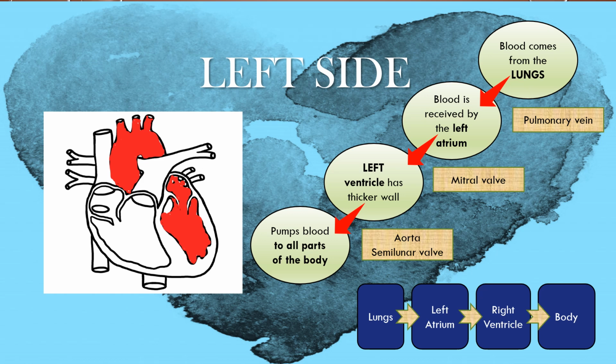Our next question is this. In order that the blood will be flowing in one direction, are there valves present in the left side of the heart? And the answer is yes. One is found in between the left atrium and the left ventricle. It is called the bicuspid valve or the mitral valve. Then the blood will go out of the heart to all parts of the body. So there are also the semilunar valves.